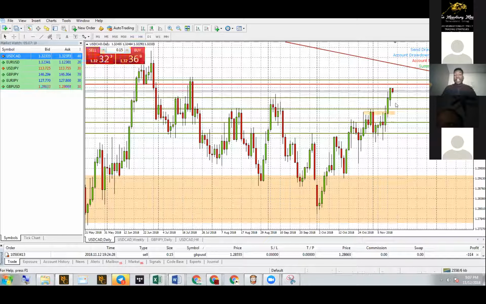So as of right now, nothing is saying it's gonna turn around. You know what I'm saying? It's already broken through this support right here. So it's still a buy. Not a strong one, very, very weak buy.